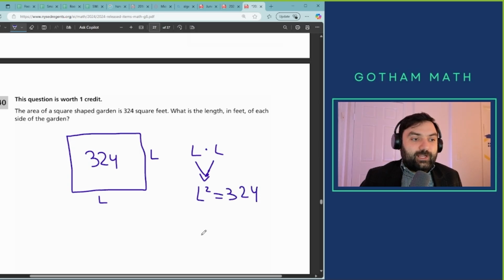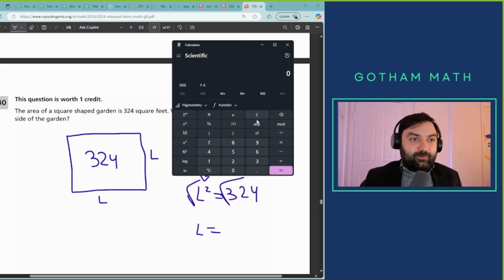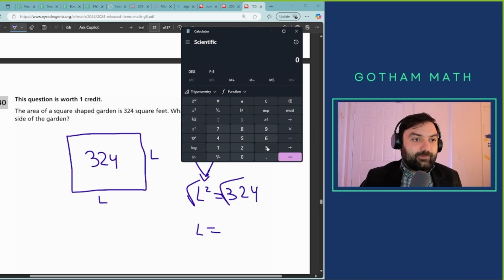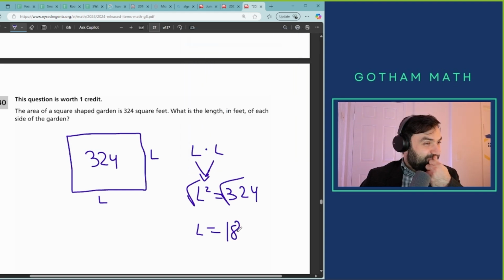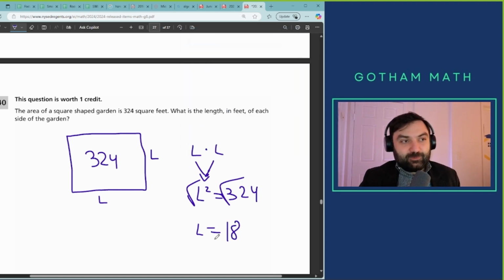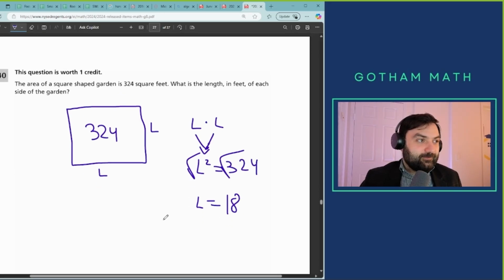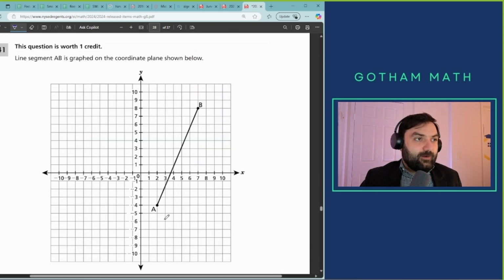So in order to find the length, we're going to use the square root button on a calculator and automatically get the correct answer. So 324 and the square root button right here. Boom, 18. That's the answer. Literally a 10-second question. Maybe 15 if you're slow. But yeah, nothing more.